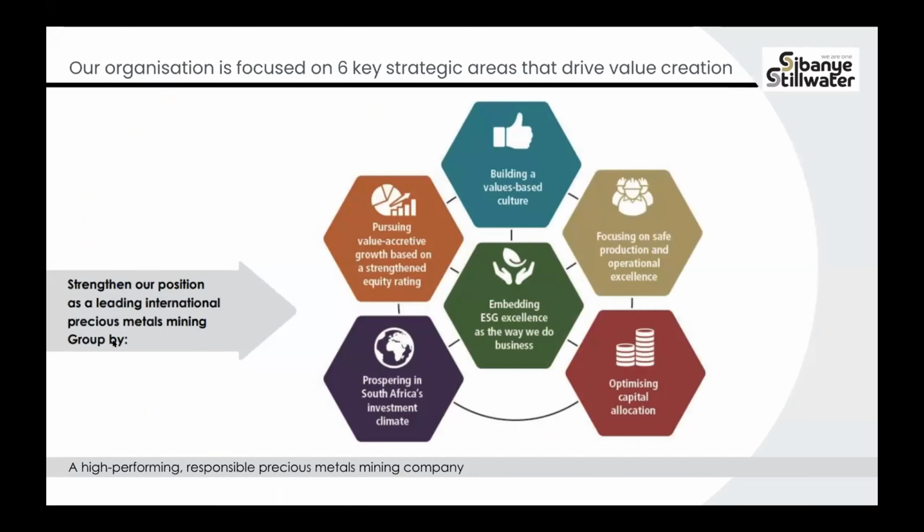I think just to give some context to what we're driving as a business, we've got 6 key strategic areas that we're driving at the moment that we think add value to our various stakeholders. I'm going to run through them very quickly. But starting off with building a values-based culture. So we as an organization are very values-oriented. Everything we do is aligned with our company values.